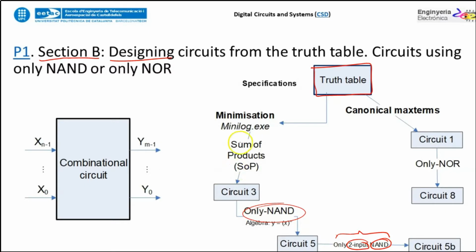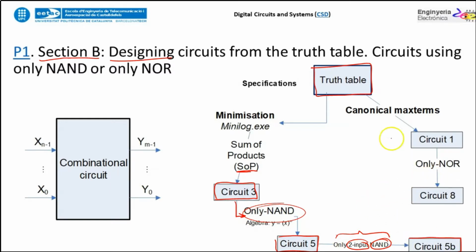In this way, we can start, for example, from the example that we had the other day, the one that was based on sum of products, the circuit 3. We can change the circuit 3 equations, the sum of products, to be a different equation which is going to generate the circuit 5 based only on NAND gates. And perhaps later we can go to the circuit 5B in this way.